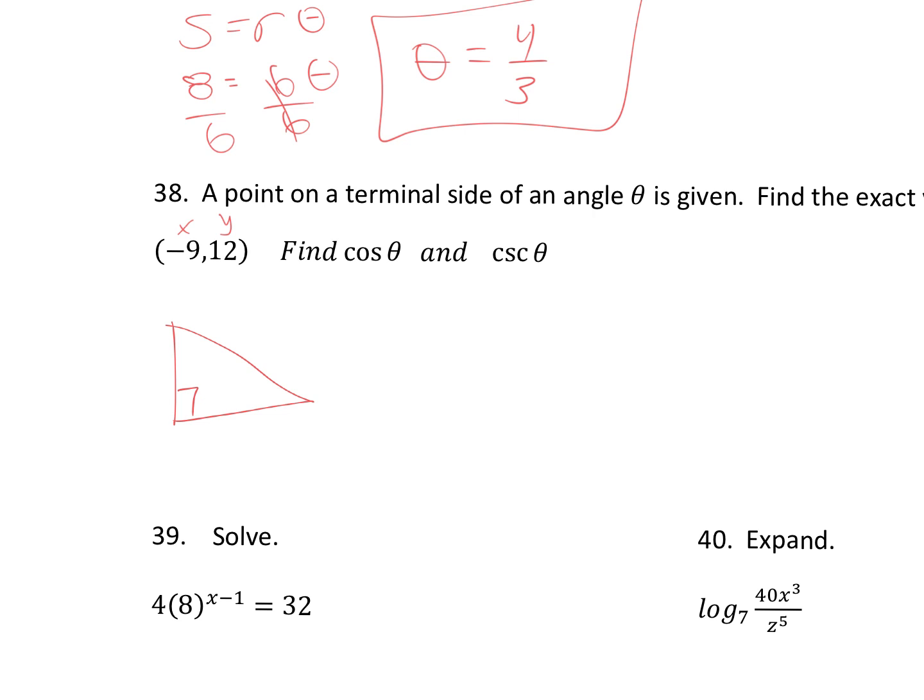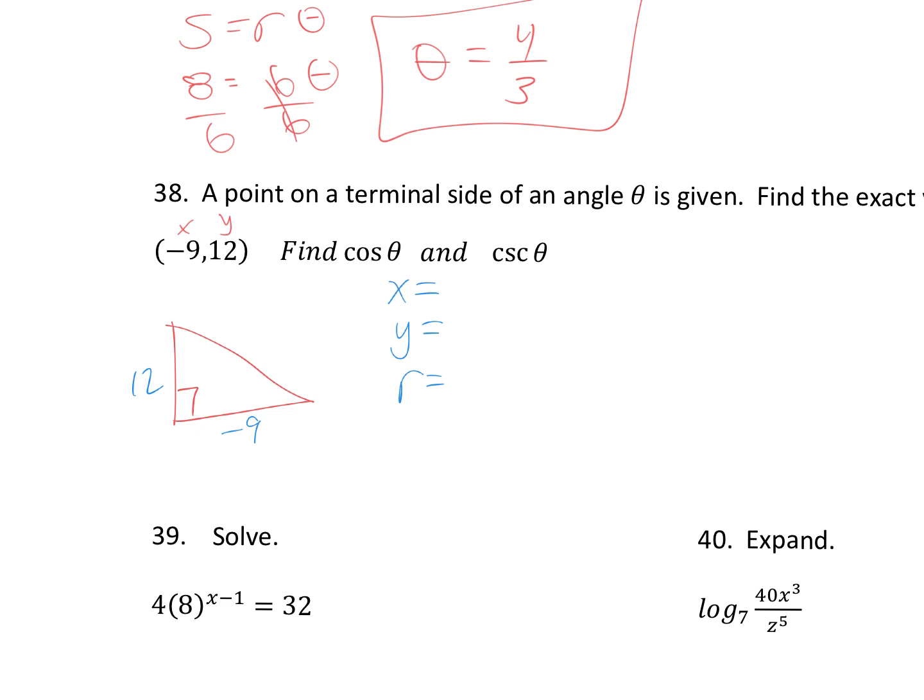What is the x value? -9. What is the y value? 12, okay? They're telling you that the point on a terminal side, if you want to draw the triangle, you can. If you don't want to, you don't have to. If you're finding the cosine and the cosecant, you need x, you need y, and you need r.